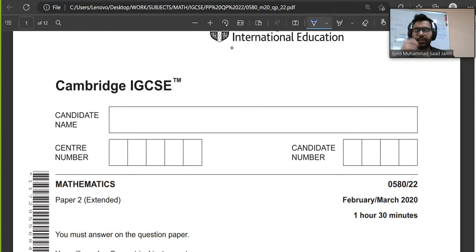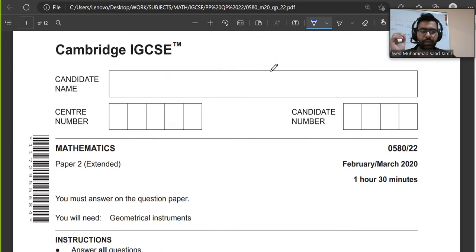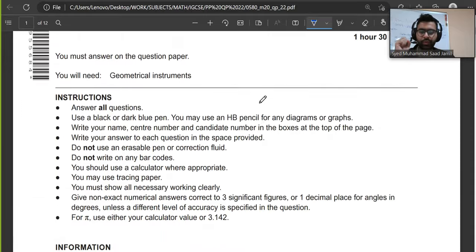Before we start the class, we ask Allah Ta'ala for His help. Bismillahirrahmanirrahim. We are doing February, March 2020, 058022.